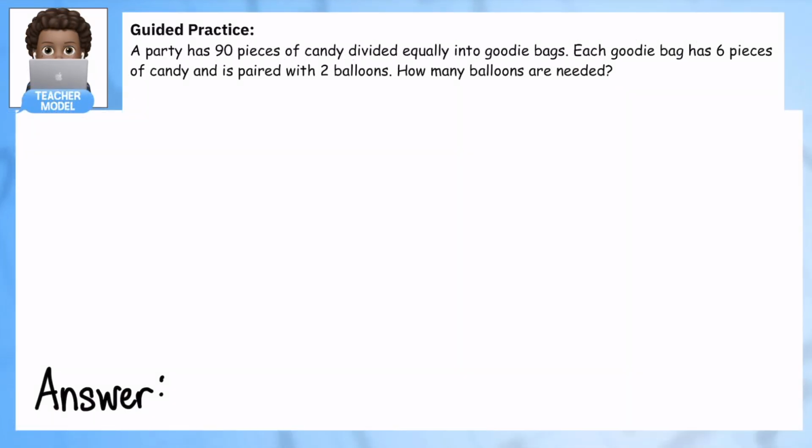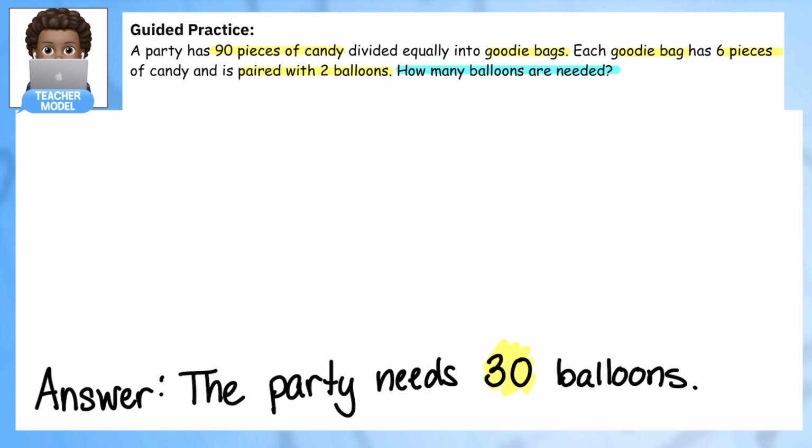Okay, let's show the answer. Before that, here's the important information you probably highlighted. So you should have gotten that there are 90 pieces of candy going into bags. There's 6 pieces of candy paired with 2 balloons. And our big question was how many balloons are needed. That's the question we're answering. And our solution is the party needs 30 balloons. So let's walk through this again like it's a story. If you had 30, you can stop the video here and I'll see you in the next lesson.